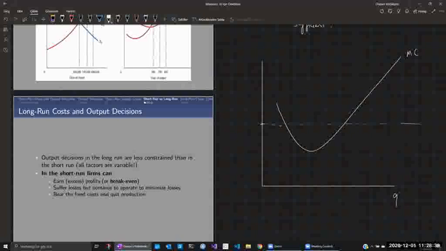So now this is the price level, and it's equal to marginal revenue. So the question is, what is the profit maximizing level? Is it Q1 or is it Q2?